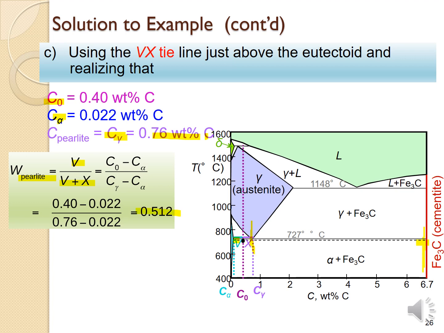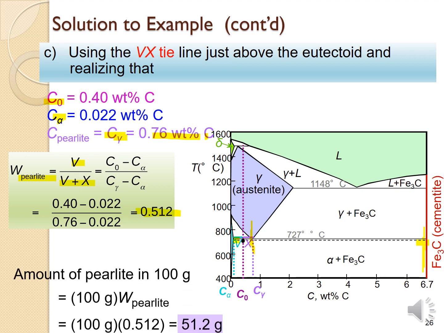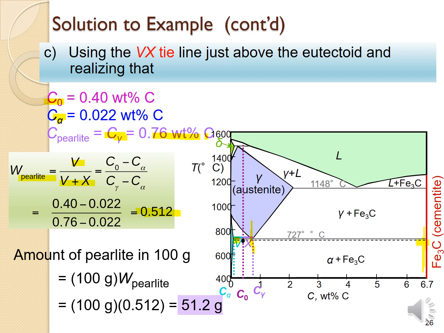We calculate the weight percentage of pearlite as 51.2%. And the rest of it will be the pro-eutectoid alpha phase, or pro-eutectoid ferrite. So for the amount of pearlite, we just use 100 grams times the percentage, and it's 51.2 grams of pearlite, and that means we will have about 48.8 grams of pro-eutectoid ferrite.